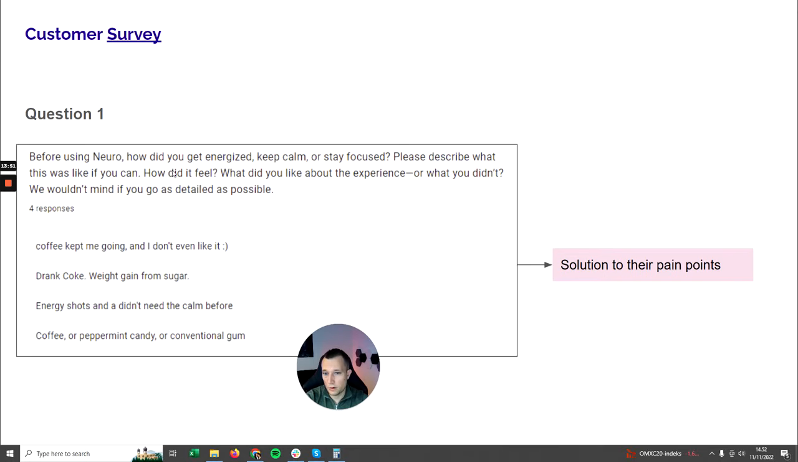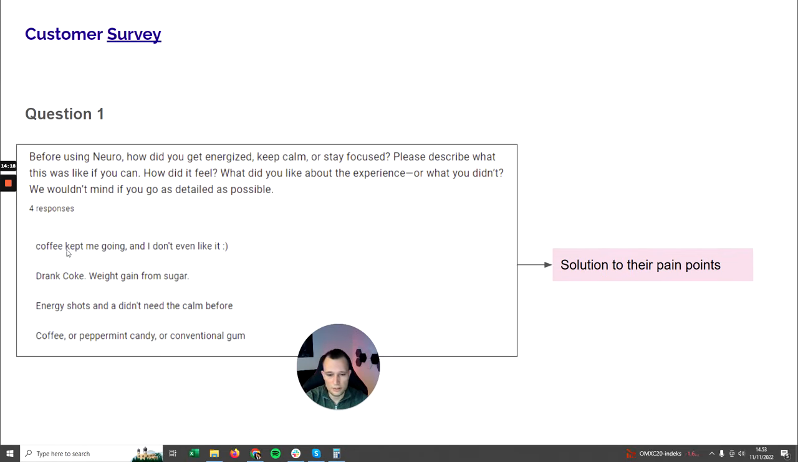And you know what? So what was it they did before they used the product? Well, coffee, drank Coke, energy shots, coffee, peppermint candy, or other gum. So this is really useful to understand, what are the actual alternatives? And sometimes you will find competitors from this that you didn't know you had. Okay, actually we are competing with Coke because there's caffeine in Coke, right? I didn't know that they were a competitor to us, right?